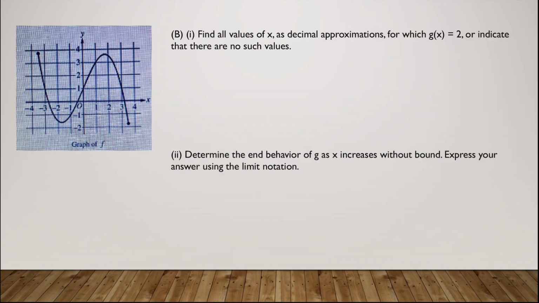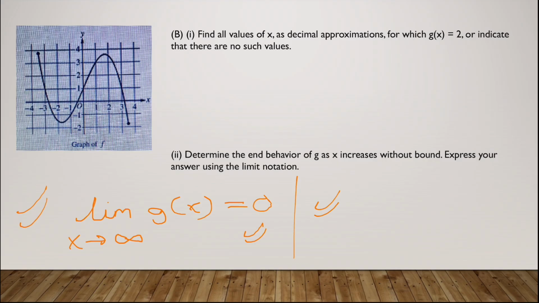So the best way to write this would be limit as x approaches infinity of g of x is 0. And if you would like to add an extra sentence, if you're not sure about this, you could write: as x increases without bound, the output values of g get arbitrarily close to 0. You could write that sentence as well, along with this one. If you don't write the sentence that I just said, it's your choice. Okay, I hope that was very clear.